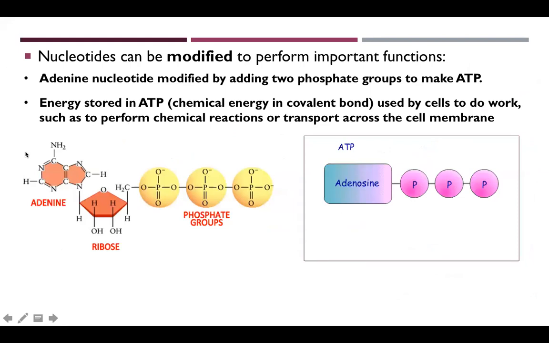Okay, this is kind of new information. Nucleotides, which we looked at before, their basic structure, can actually be modified to do important functions in the cell. Adenine, so the A nucleotide, can be modified by adding on two more phosphate groups to it. Usually it only has one. When you add on the other two, it becomes ATP. And ATP is our energy currency for our body, what we need to perform a lot of chemical reactions.